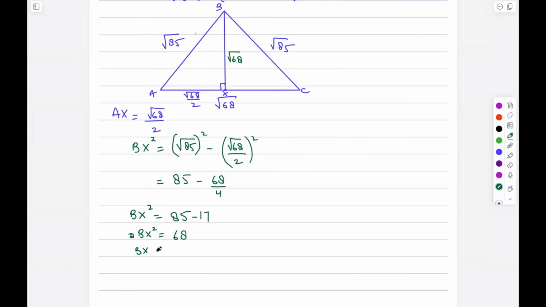Now, once we have the height of the triangle, which is the square root of 68, to find the area we can apply the formula half base into height. So area will be equal to half into height, which is the square root of 68, multiplied by the base. Rather than finding the area of two triangles separately, we know that the base is the square root of 68. So the square root of 68 multiplied by the square root of 68 will become 68, and dividing it by 2, the area will be equal to 34.